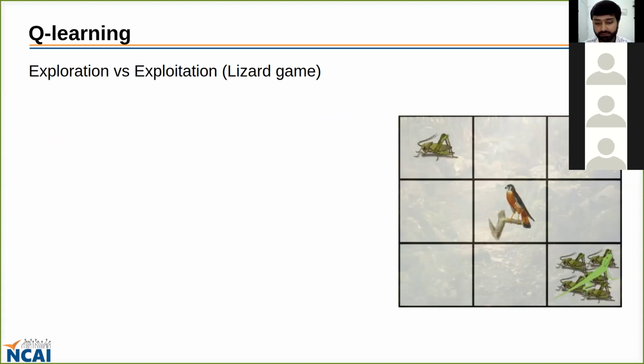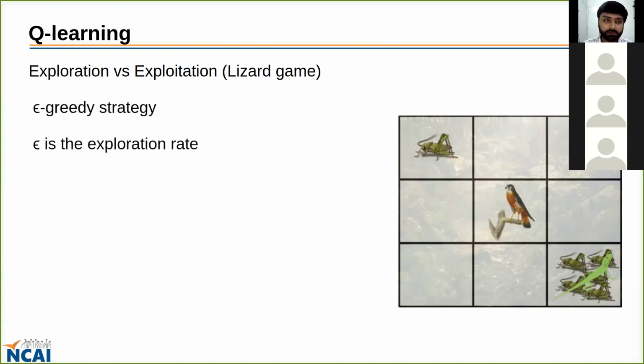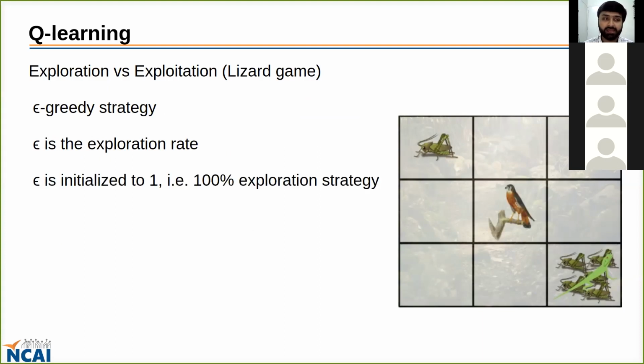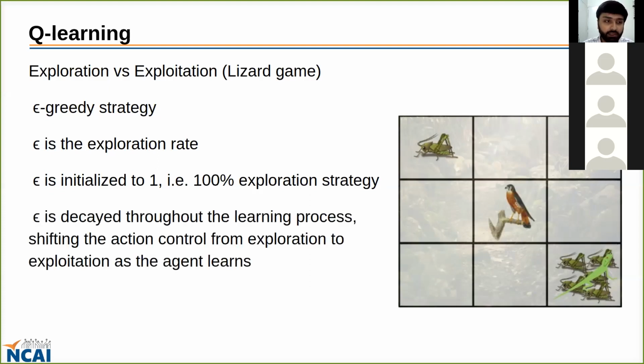One of the famous strategies used in most deep learning and reinforcement learning algorithms is the epsilon greedy strategy. In epsilon greedy, epsilon is the exploration rate. Epsilon is initialized to 1, which means 100% exploration, meaning that all the actions the agent takes are to explore, and it's not following any exploitation policy it has learned. Epsilon is decayed throughout the learning process, shifting the action control from exploration, to find as much information as you can about the environment, to exploitation as the agent learns and converges to an optimal policy.